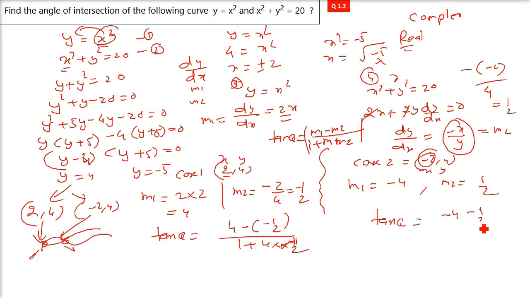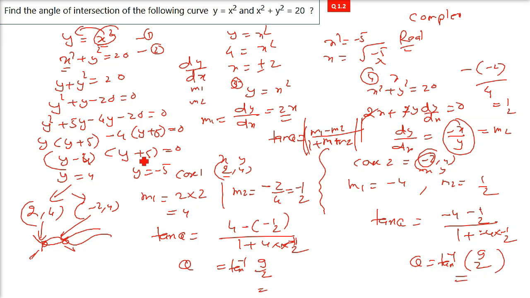At second point, tan theta will be negative 4 minus negative half, 1 plus negative 4 into half. So when you solve it, you will get 9 by 2. Here also you will get 9 by 2, and that has to come because these two lines, whatever angle they are making, they'll make the same angle. Okay, so tan inverse 9 by 2 is the angle in both the cases. So this is the whole procedure.